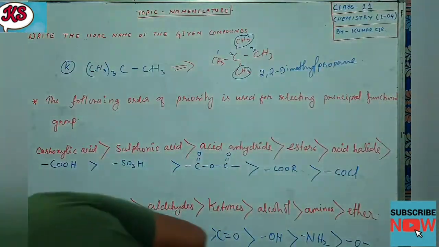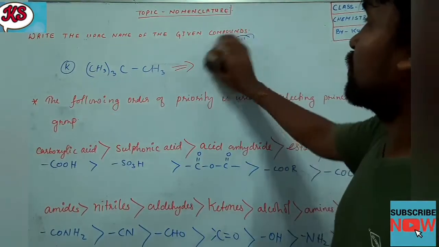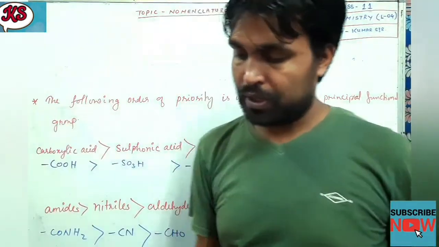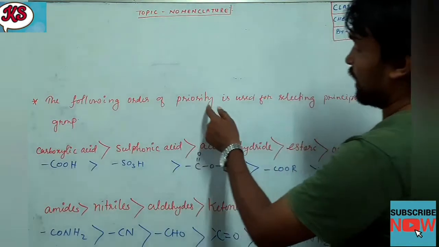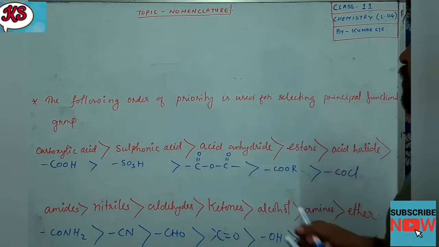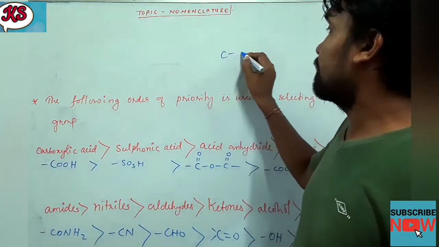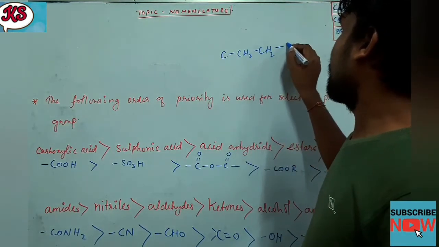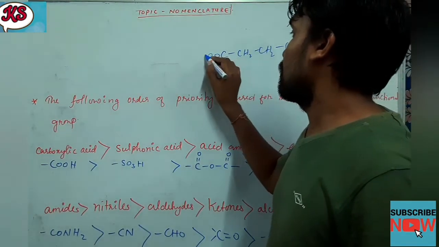Okay, so now we are going to see a very important thing. This is very, very important. You should know this. What is the thing we are going to discuss now? The order of priority among functional groups. Suppose in a compound, for example, I will give you one example. Here it is CH2, CH2, and here it is CH2, CHO, and here it is COOH.